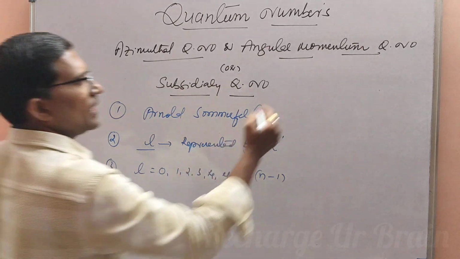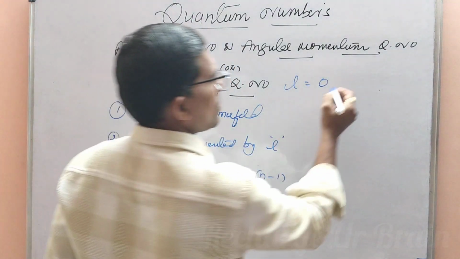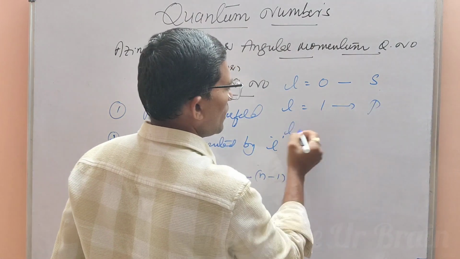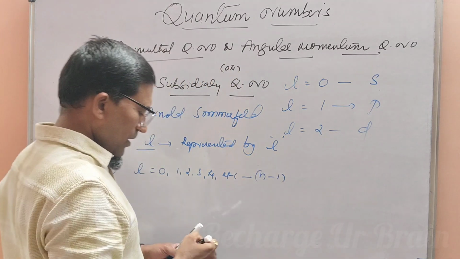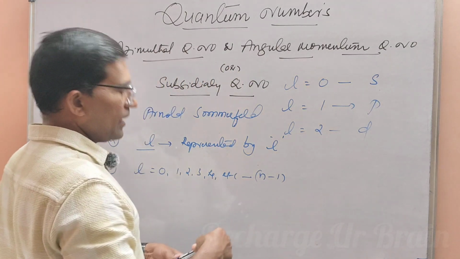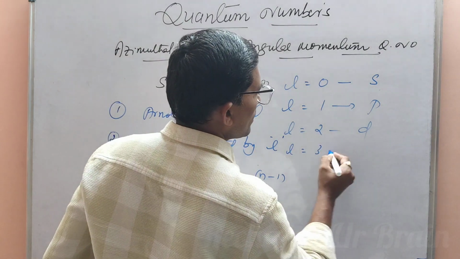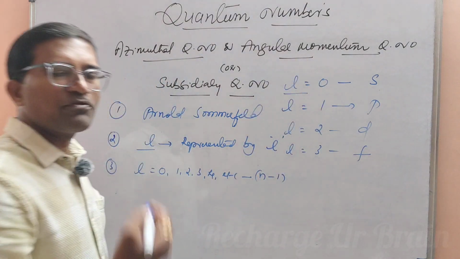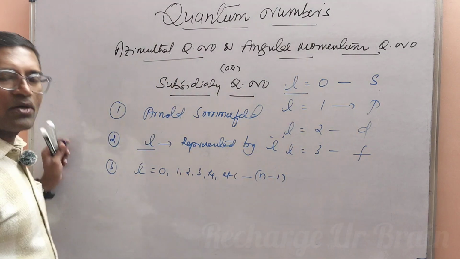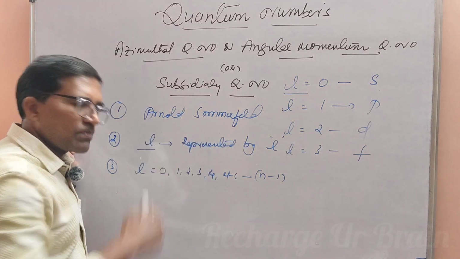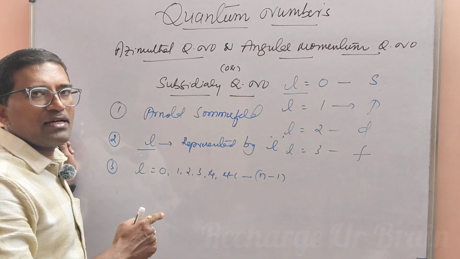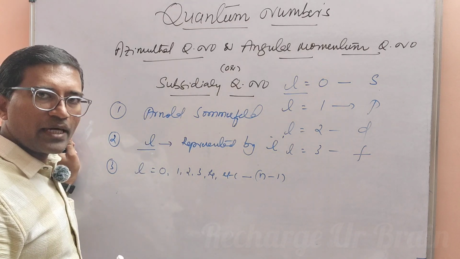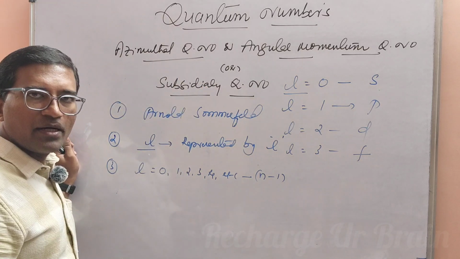So if L is equal to 0, the subshell is s. If L is equal to 1, the type of subshell is p. If L is equal to 2, the type of subshell is d. If L is equal to 3, the type of subshell is f, and so on. So, sir, what does this quantum number signify? This quantum number signifies the type of subshell and also the energy related to that. It tells what type of subshell it has got.